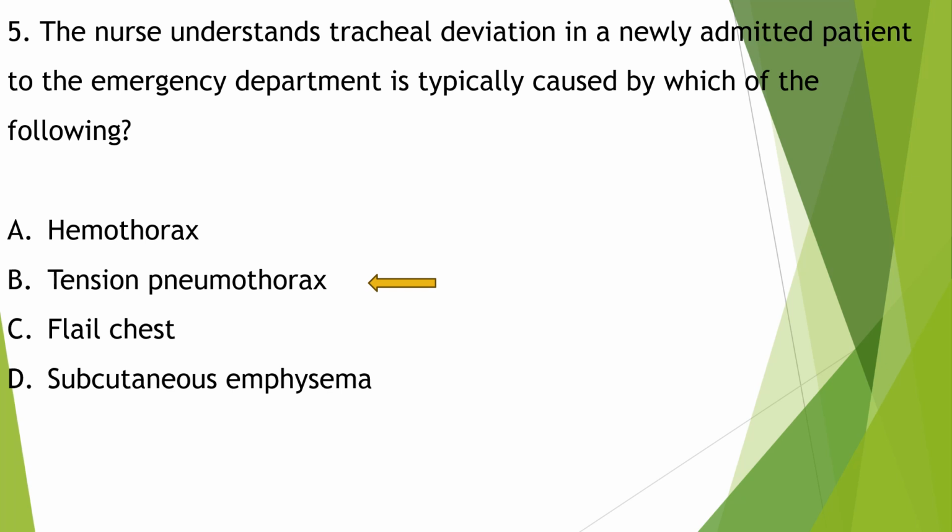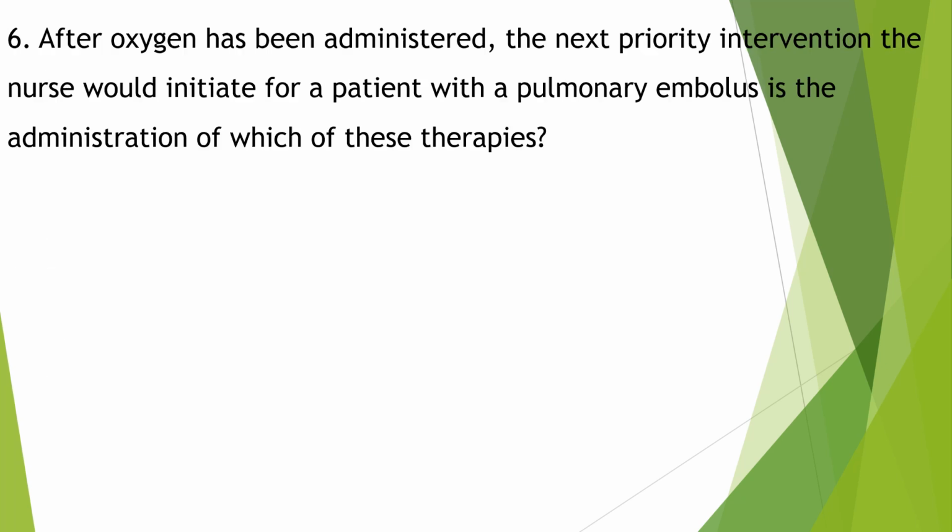Subcutaneous emphysema is associated with air leaking into the tissues with the pneumothorax. Flail chest is associated with rib fractures, and hemothorax occurs with chest trauma and results in blood in the pleural space. So here the tracheal deviation is because of tension pneumothorax.